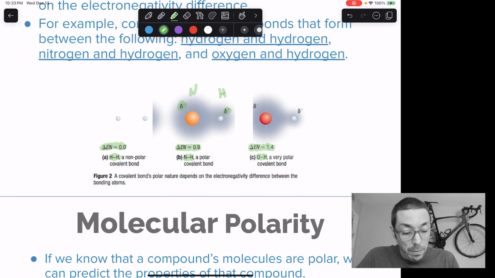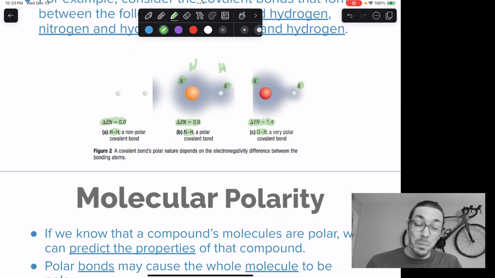So oxygen will be slightly negative. It will be more slightly negative than the nitrogen will be, and the hydrogen here will be more slightly positive than the H bonded to nitrogen. So it's all relative. It's all on a scale of more polar or less polar. This is leading us up to being able to understand and explain the properties of different covalent compounds. It has a lot to do with this concept of polarity.